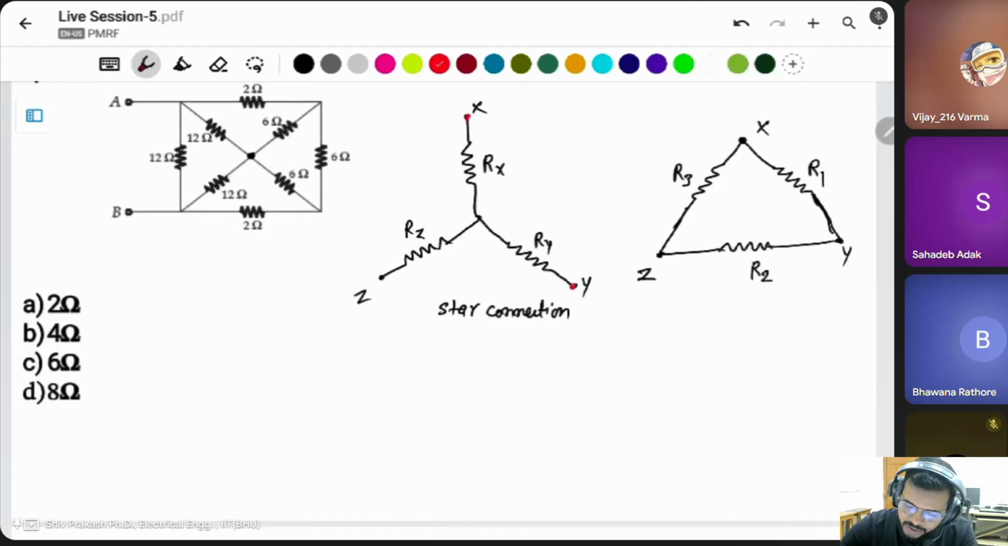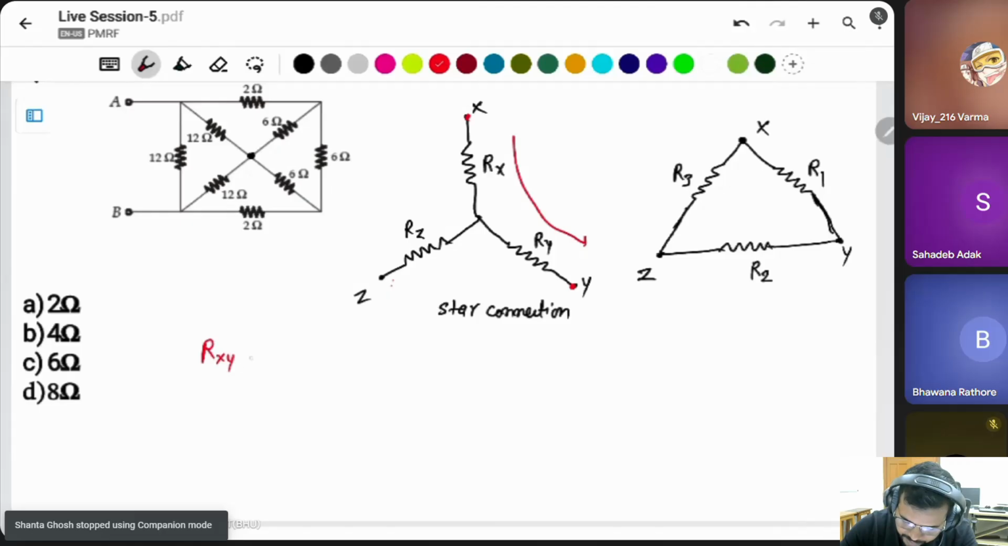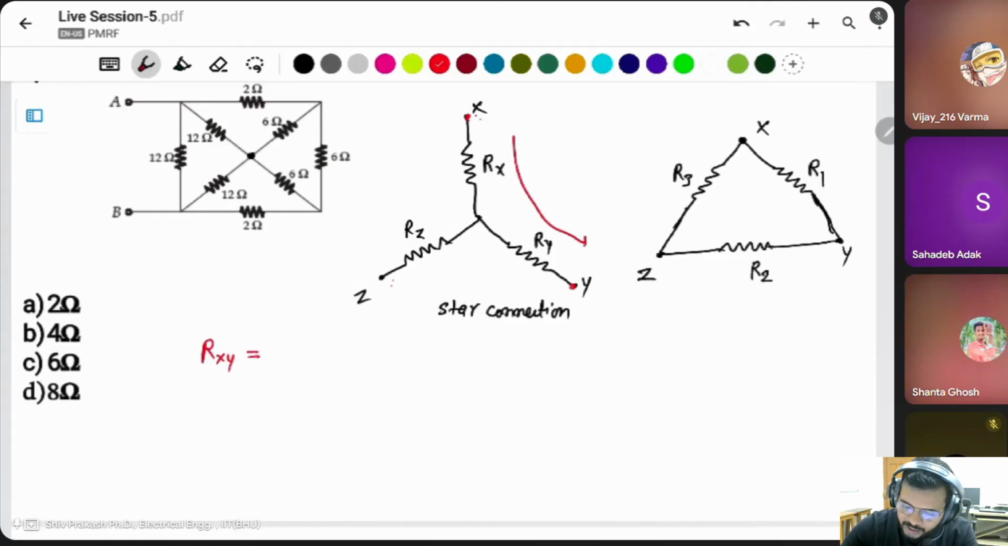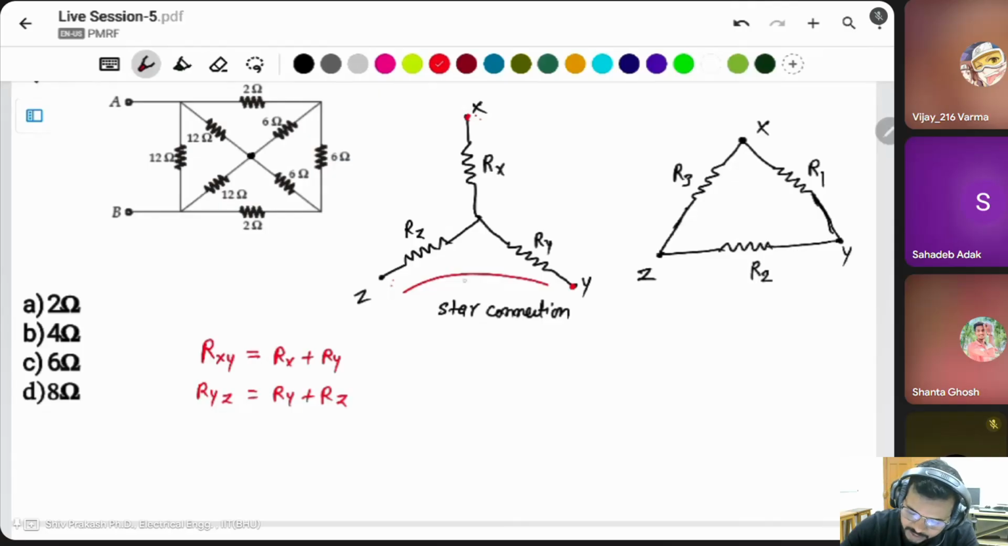Suppose you apply the voltage across these two terminals, then this is the open circuit. It means the whole current passes through only these. Then what is RXY? The total resistance between X and Y is RX plus RY. Same thing if you apply the voltage source here: this is the open circuit, current flowing through it is 0, no meaning of this resistor. Then the equivalent resistance is RYZ equals RY plus RZ. Same thing here also: RZX is equal to RZ plus RX.